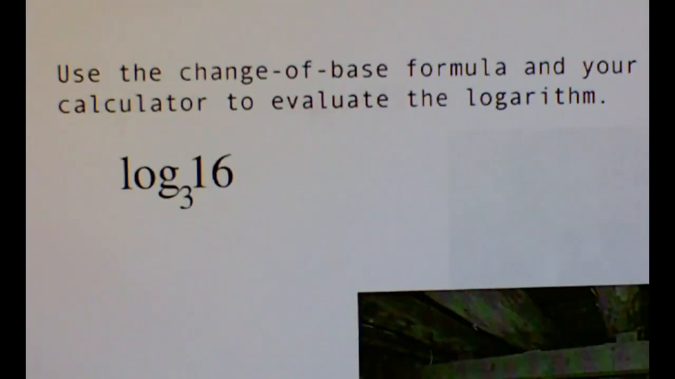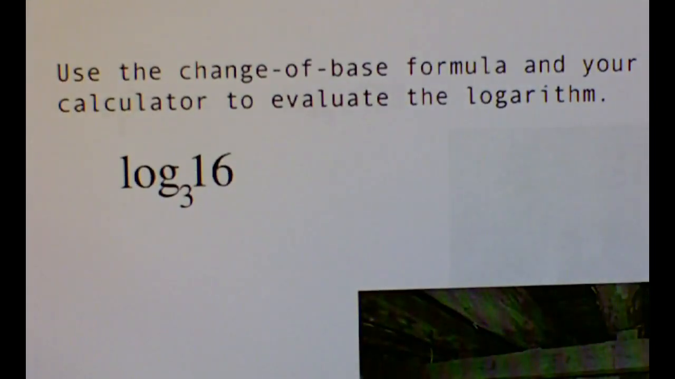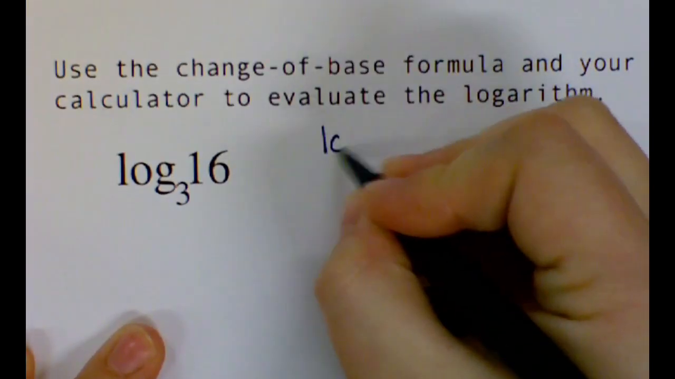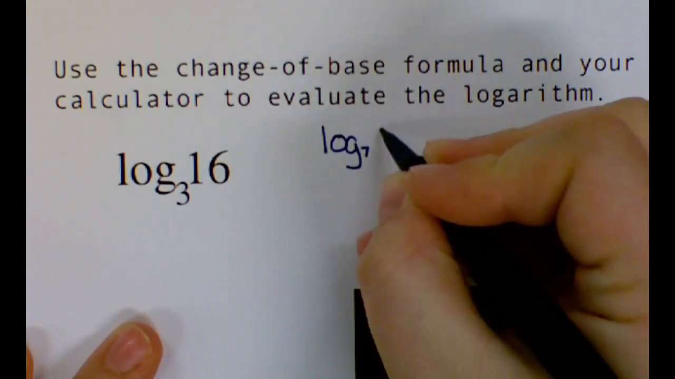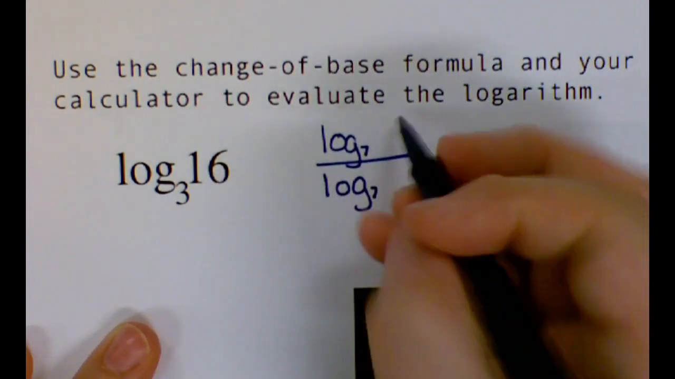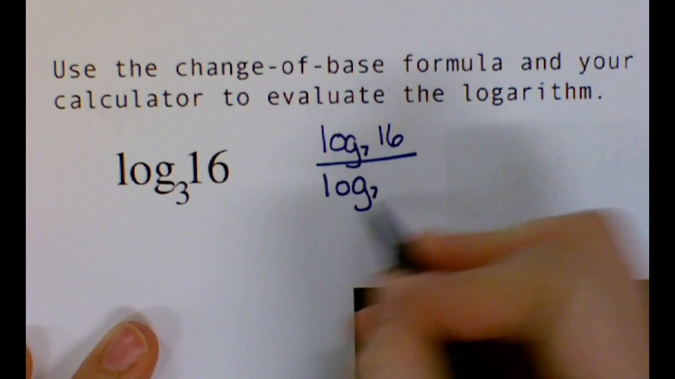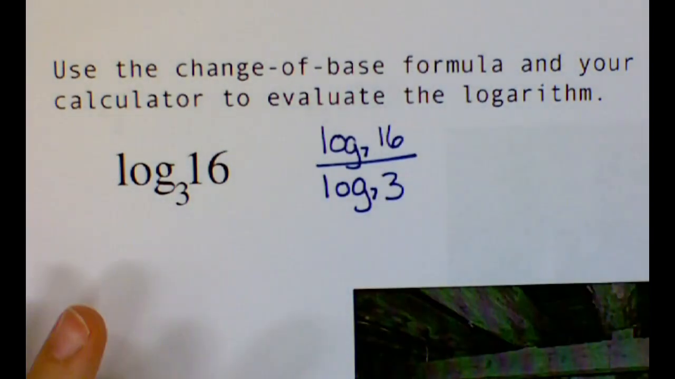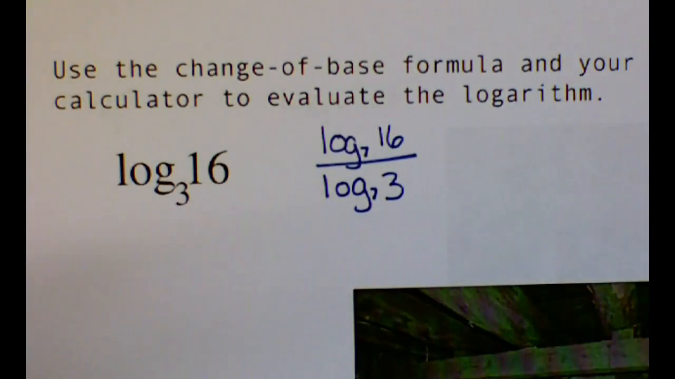I have the log base 3 of 16. Well, my calculator doesn't know how to do that. I can choose any base I want. I could say log base 7 for the top and the bottom. The 16 would go in the top. The base goes in the basement, so the 3 goes in the bottom. But that doesn't help me at all. It just made my problem actually harder.